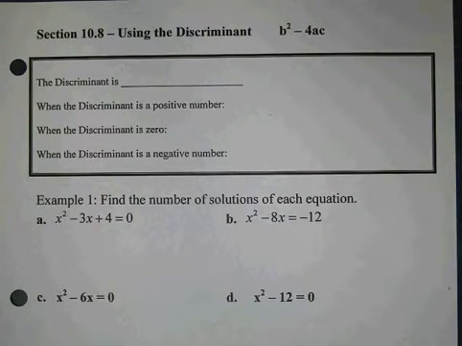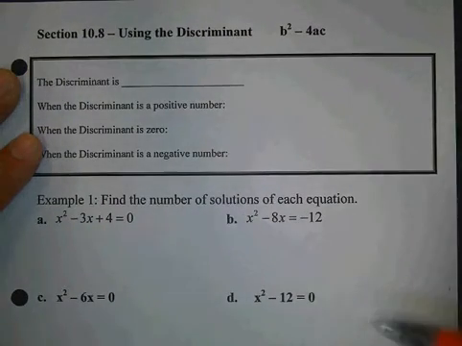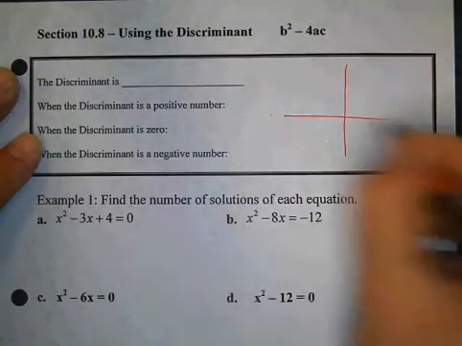I used that word before, discriminant, right? The discriminant is the piece that's inside the square root. Now, big picture here: everything we're doing this chapter has to do with parabolas.